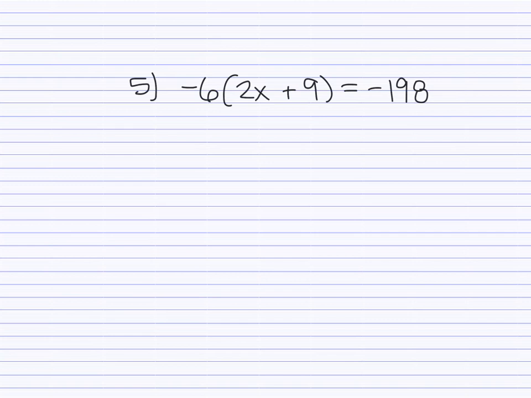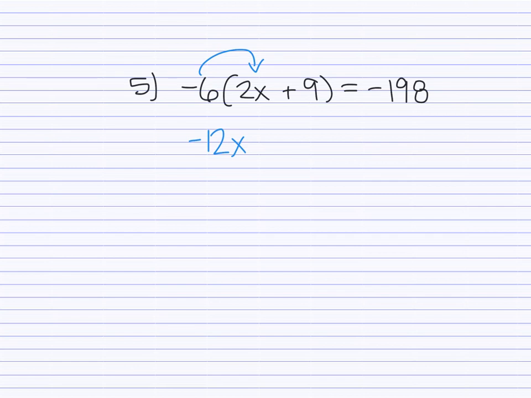Snap. I thought we weren't going to have any distribution problems, but guess what? We sure do. How do I know it's distribution? Because I see these parentheses with a number out in front of them, which means we've got to multiply, right? So -6 times 2x is -12x.